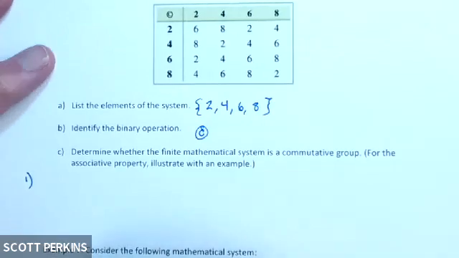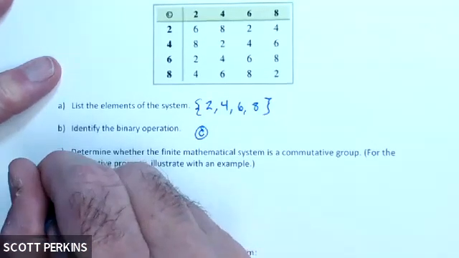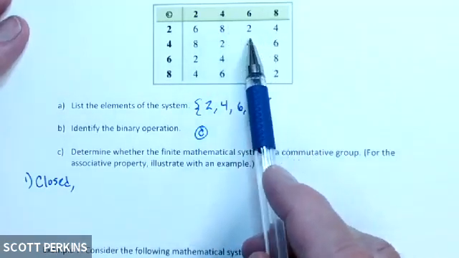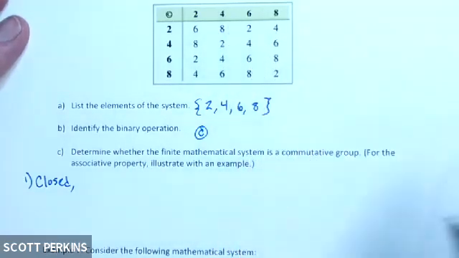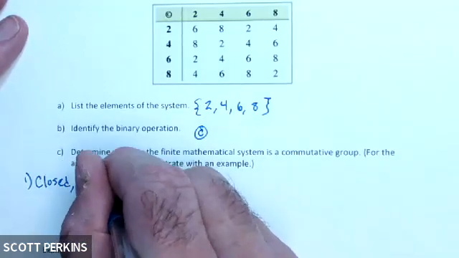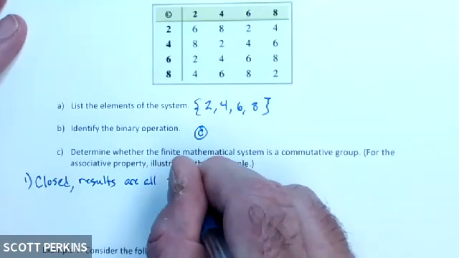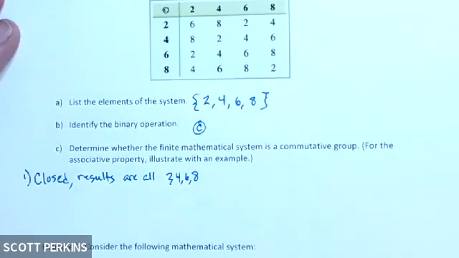All right, is this closed? Yes or no? Yes. How do you know it's closed? Yes, all of my results in the body of the table are 2s, 4s, 6s, and 8s. So the results are all 2, 4, 6, 8. There's nothing else. All right, so then we've got to go to step 2.